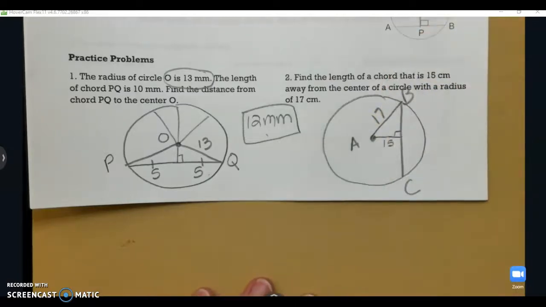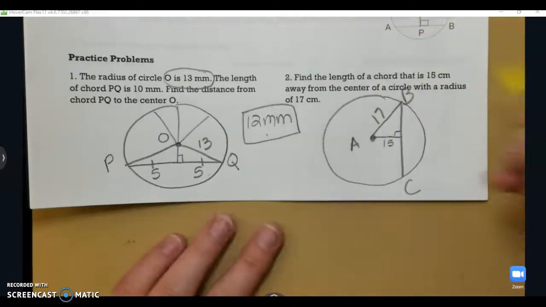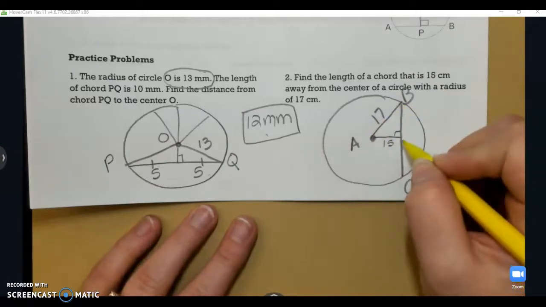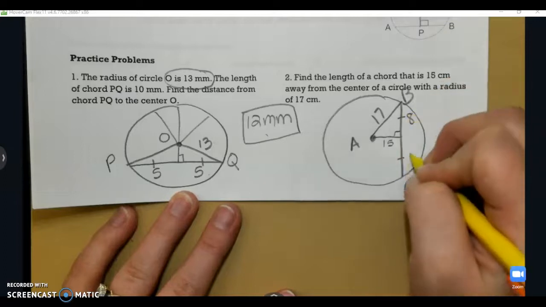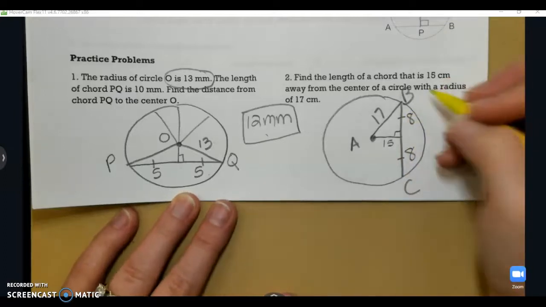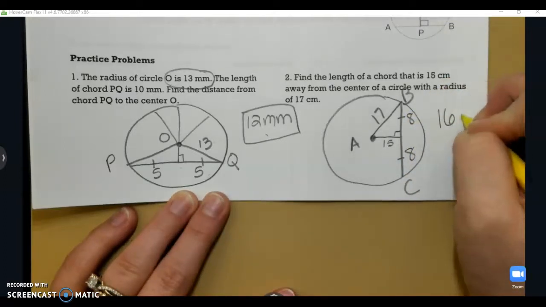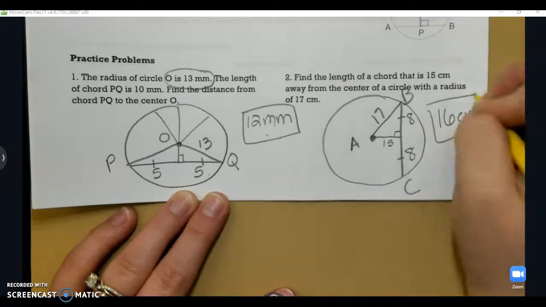So again, I now have a right triangle, and I can use Pythagorean theorem, or this is actually a triple as well. And this is 8, which means this is also 8. So the total length of that chord is going to be 16 centimeters. Okay. So on the next page, this is summarizing what we have talked about here.